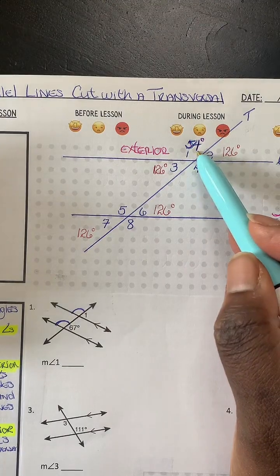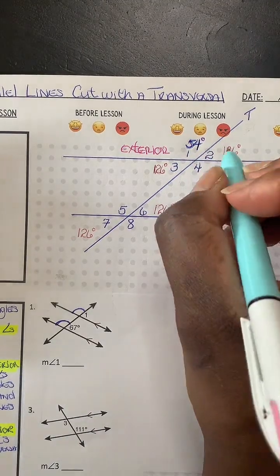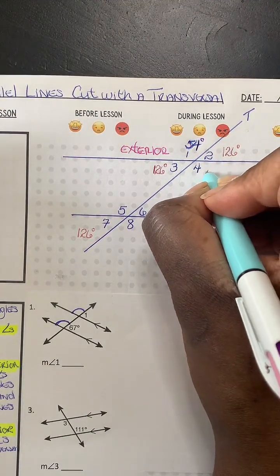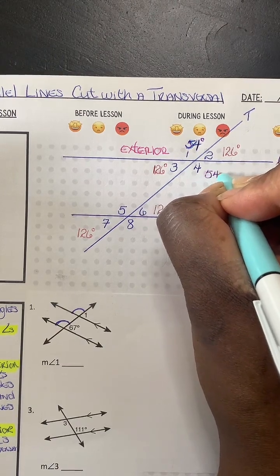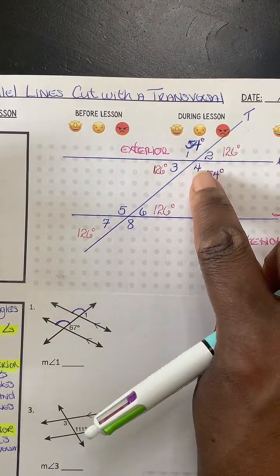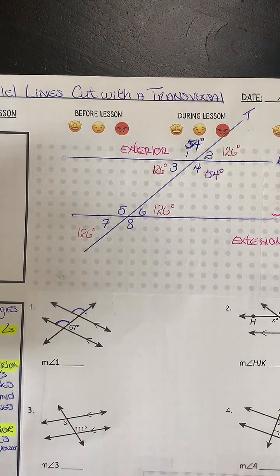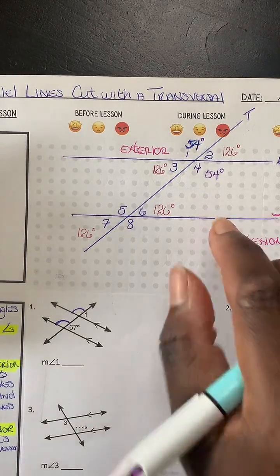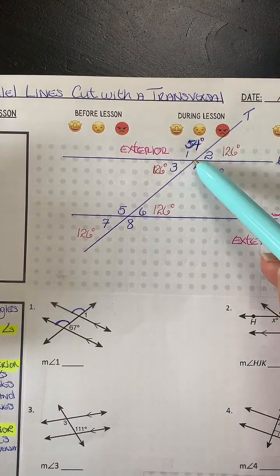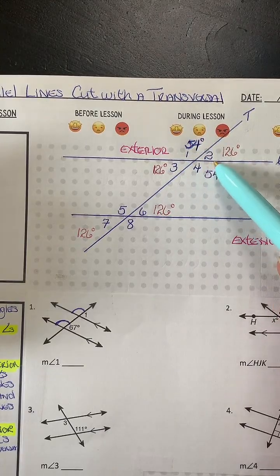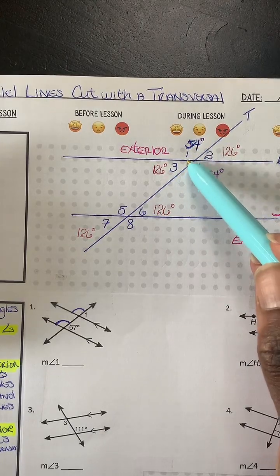So, if this is 54, then angle 4 will be 54. Why? What kind of angles are 1 and 4? Good. Marilyn, good. 1 and 4, they're creating a V. So that is your vertical angles for 1 and 4.